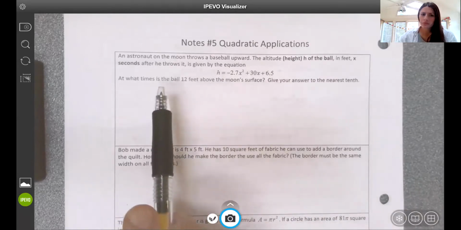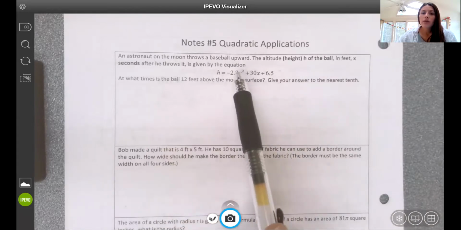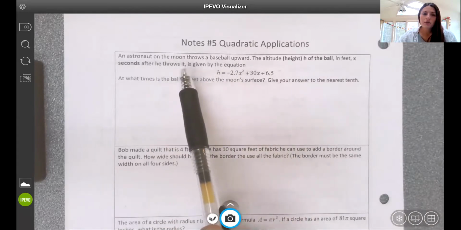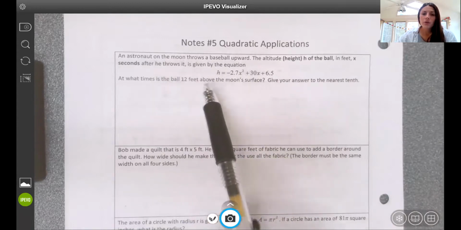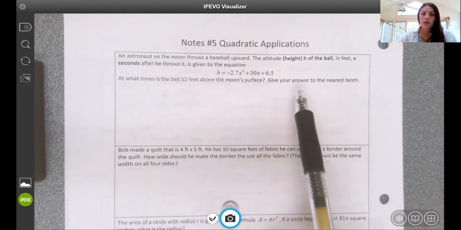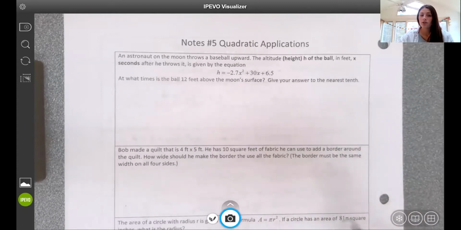Looking at this first one, it says an astronaut on the moon throws a baseball upward. The altitude, the height of the ball in feet, x seconds after he throws it is given by this equation. And it says, at what time is the ball 12 feet above the moon's surface? Give your answer to the nearest tenth. So we are going to need to use a calculator here because we're going to have radicals, and we want the decimal answer at this point because it wouldn't make sense to say the answer is the square root of 5 seconds. That wouldn't make sense in the context of the problem. We want the decimal answer, like 2 point something seconds.